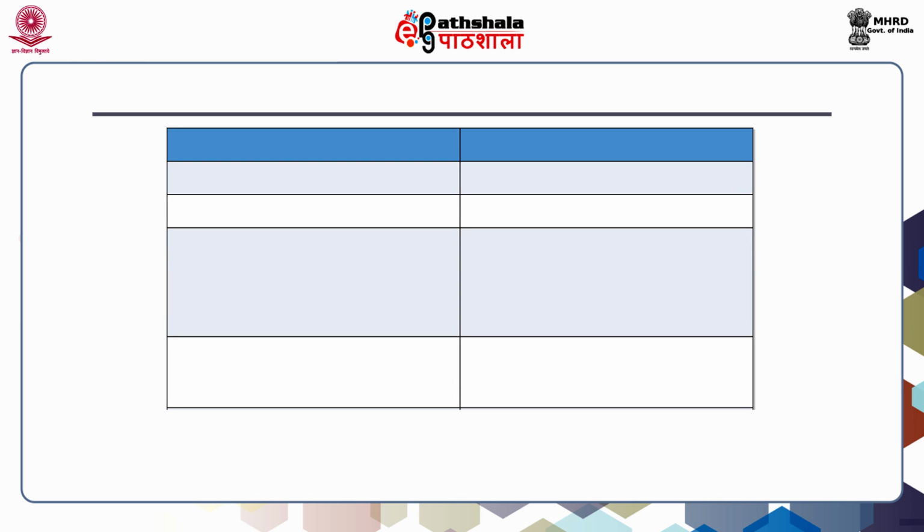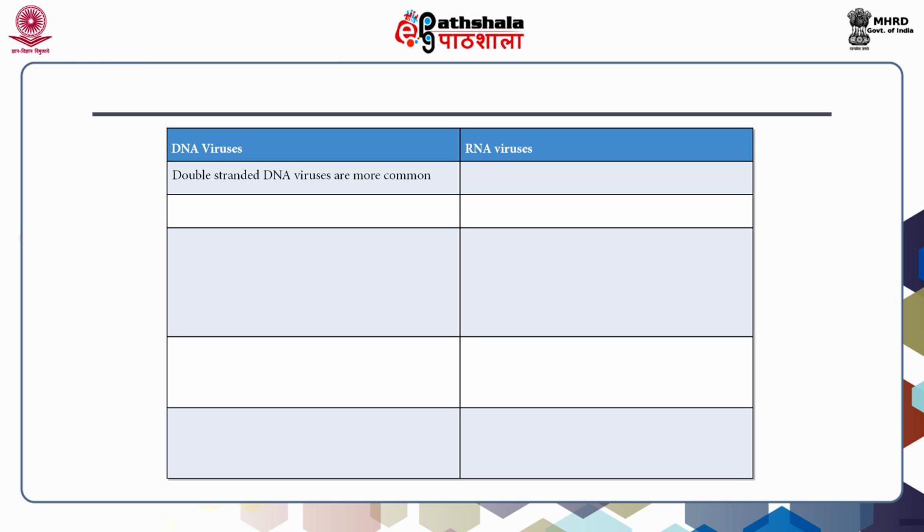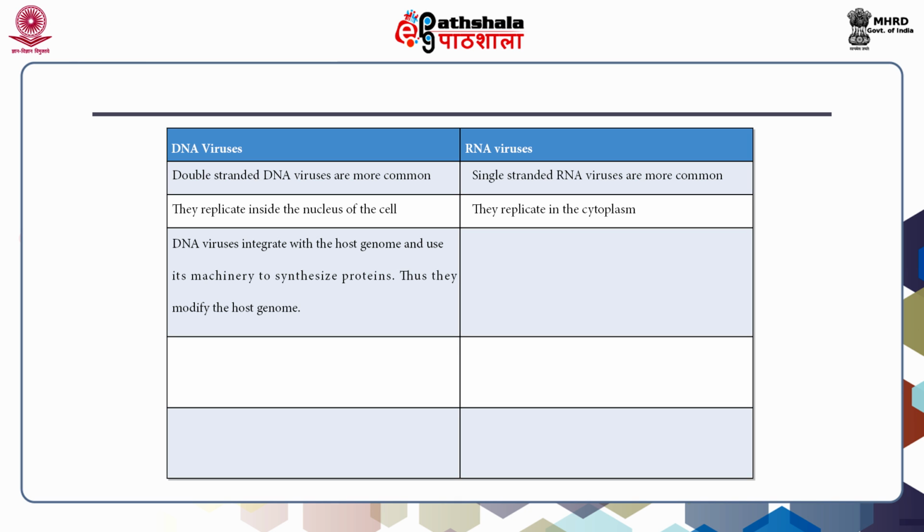This table shows the salient differences between DNA viruses and RNA viruses. Double-stranded DNA viruses are more common, whereas in case of RNA viruses, single-stranded RNA viruses are more common. The DNA viruses replicate inside the nucleus of the cell, while RNA viruses replicate in the cytoplasm. DNA viruses integrate with the host genome and use its machinery to synthesize protein, thus they modify the host genome, whereas the RNA viruses inject their RNA into the cytoplasm of the host and synthesize protein. Host DNA is not modified in this case.